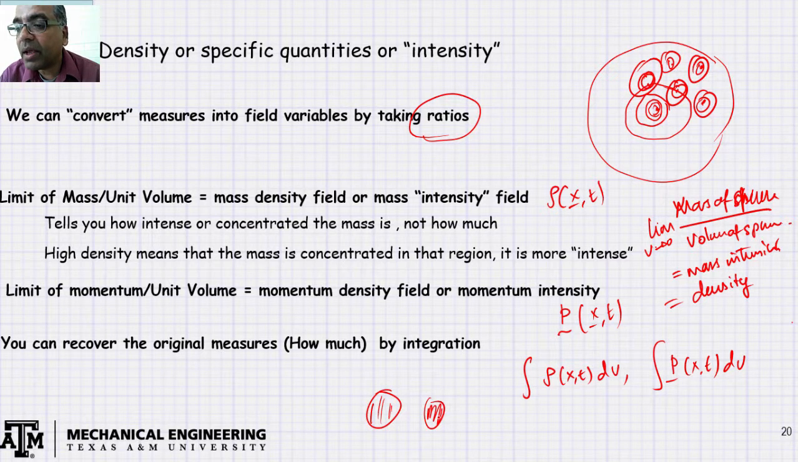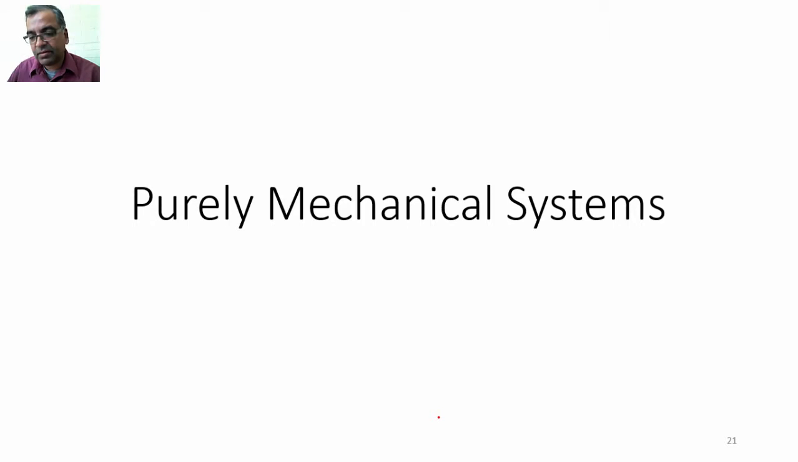Okay, so that's how we convert measures into specific quantities or intensity. So now we have everything as field variables. What about on the surface? We will talk about that when we get into purely mechanical systems. So our next topic is purely mechanical systems, where we are not interested in thermal and other things. We're just looking at mechanical response.